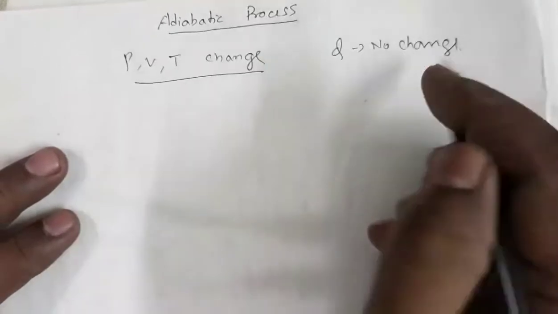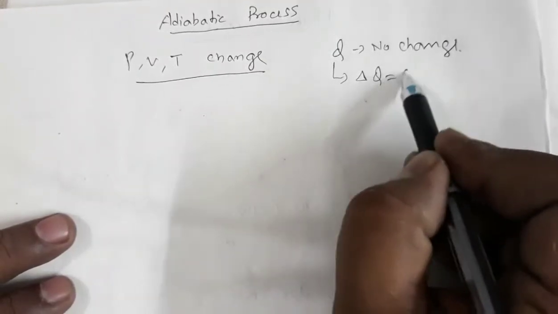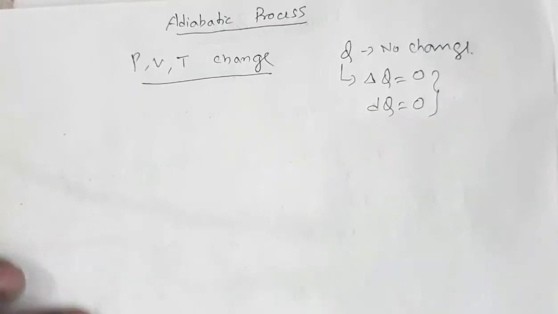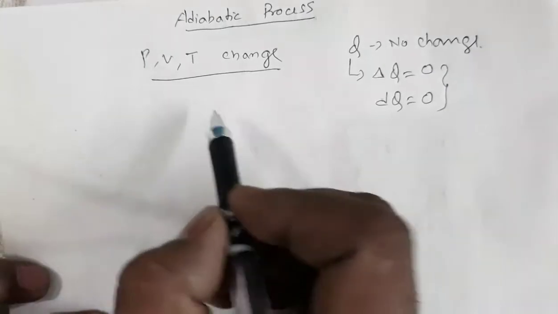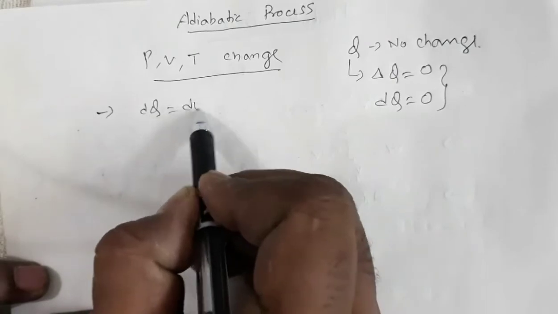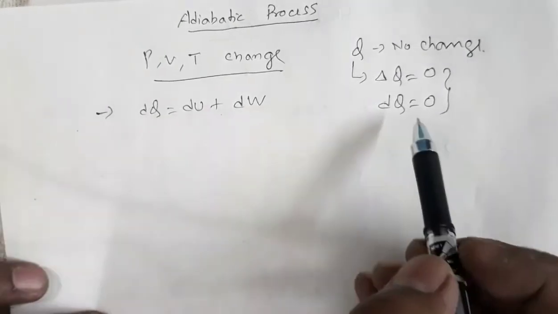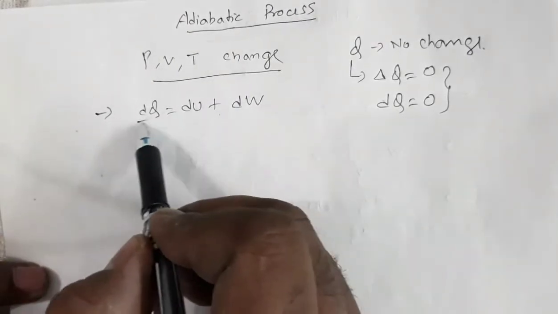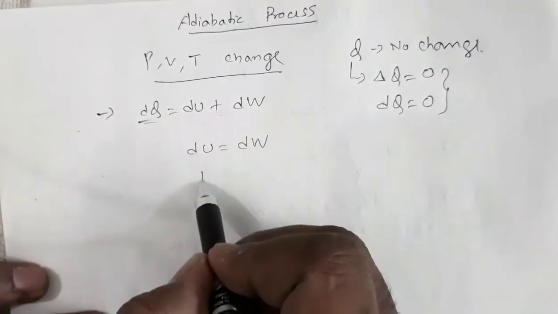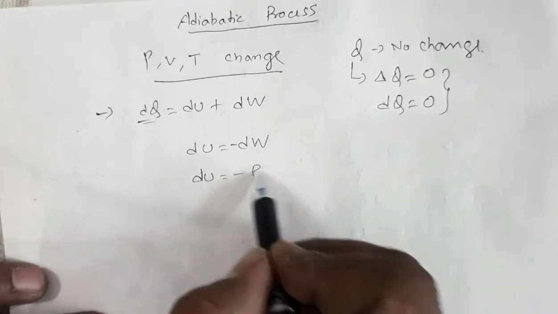Okay, now if there is no change in heat, that means heat is constant. So that means delta Q is equal to 0 or dQ is equal to 0 for adiabatic process. Okay, now from the first law of thermodynamics, we have dQ is equal to dU plus dW. Now since for adiabatic process this quantity is 0, that gives dU is equal to -dW, or I can write it as dU is equal to minus PdV.